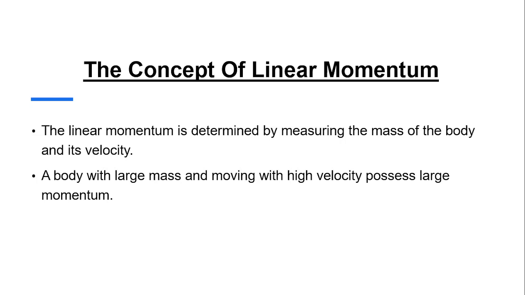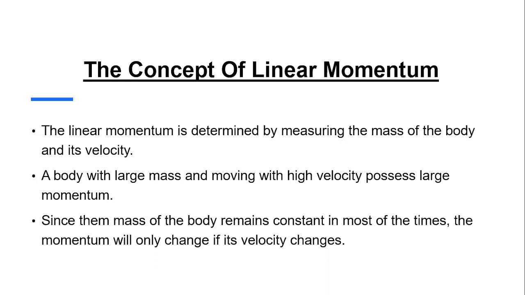And a body with a lower mass moving with a lower velocity will possess a smaller momentum. Since the mass of the body remains constant most of the time, the momentum will only change if its velocity changes. So you can see that linear momentum is proportional to velocity. If the mass remains constant, changing the velocity will also make the momentum change.